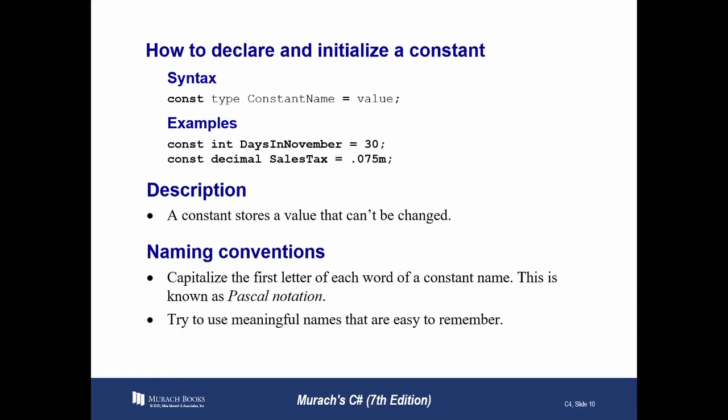Okay, so for example, if your sales tax is 7.5%, and that's common to your region or the area that you're building the application for, and that's not going to change, then you want to lock that value from ever being changed by just adding the keyword const. Okay, so it really stores a value that cannot be changed once it is initialized as a constant value.